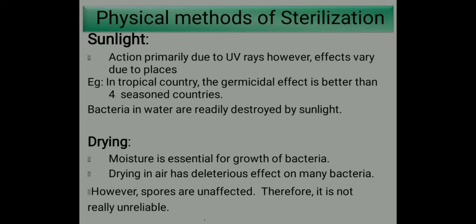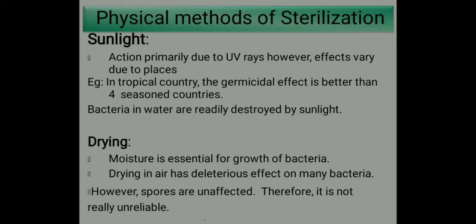So firstly we will discuss the physical methods of sterilization. First we have sunlight. Action is primarily due to UV rays, however, effects vary with place. For example, in tropical countries, the germicidal effect is better than in four-season countries. Bacteria in water are readily destroyed by sunlight.